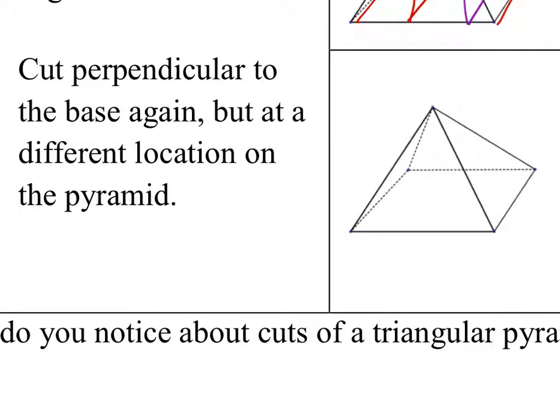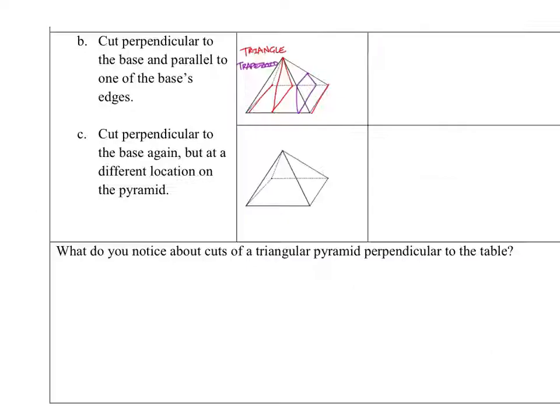Next, let's cut this perpendicular to the base again, but at a different location on the pyramid. We already did that. That created either a triangle or a trapezoid, depending on which one we're looking at. So what do we notice about cuts of a triangle perpendicular to the table? You'll either get a triangle or trapezoid with those.